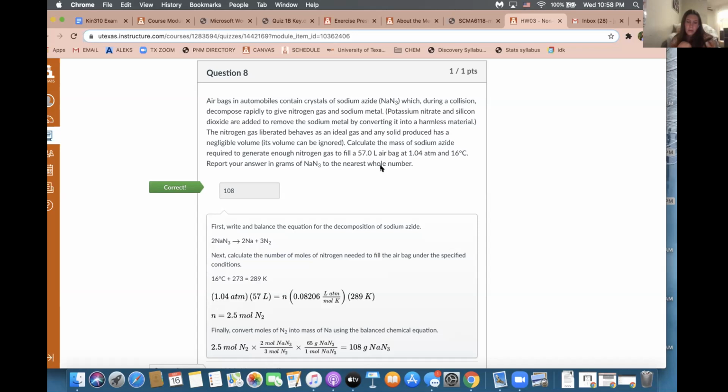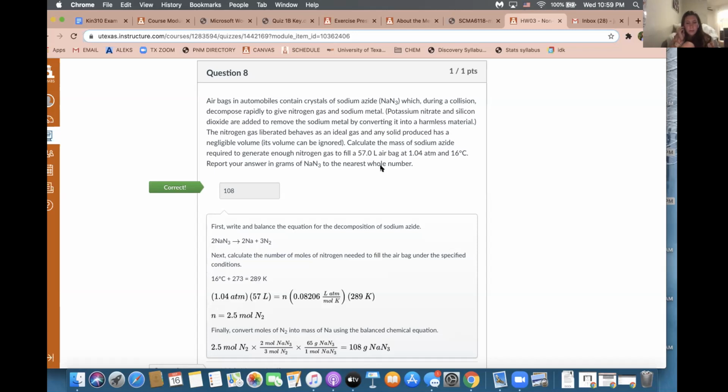They didn't really. What you could do here is, you know how you have moles, right? You figured out the moles from the ideal gas law, right? Yeah. And then what it wants you to do is the mass. So this, but then you have a relationship. So you're using molar mass, right? Yeah, you're using molar mass. The 65 grams is the molar mass of NaN3. Oh shit.